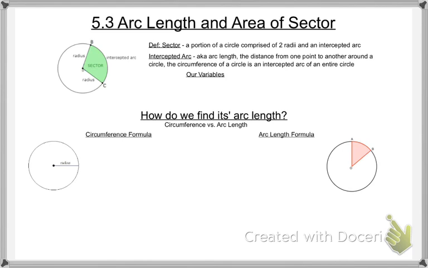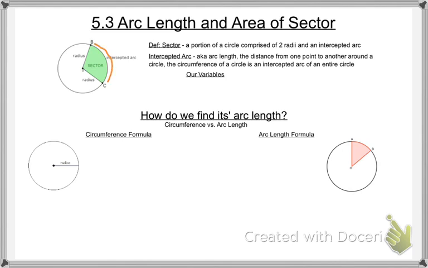The definition of a sector: you can think of a sector as a section of a circle. It's a portion of a circle that is comprised of two radii and an intercepted arc. So here you have the sector, a section of my circle, formed by a central angle. A central angle is an angle where the vertex is at the center. And apart from this angle forming a section of the circle that we can find the area of, it also forms an intercepted arc.